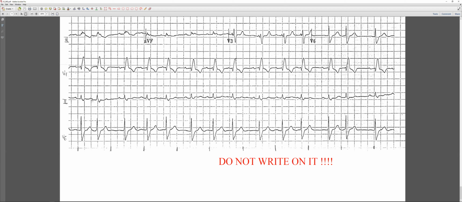And what does it mean? The shape of the P is changing. It's not the same. What does it mean? I think it's because the heart rate itself is not a tachycardia. I think that it could be a wandering atrial pacemaker.